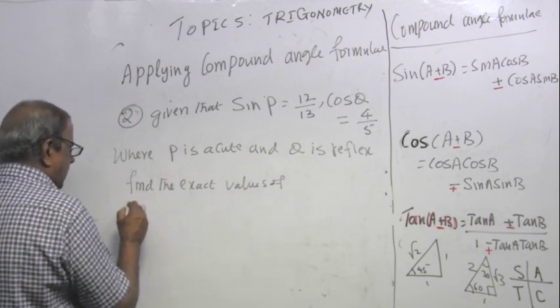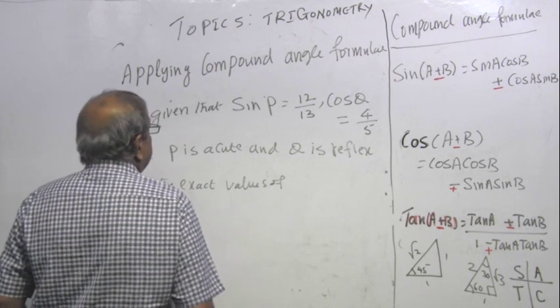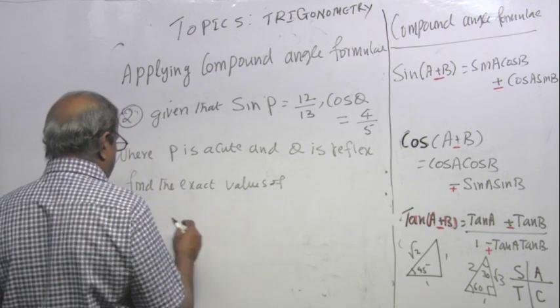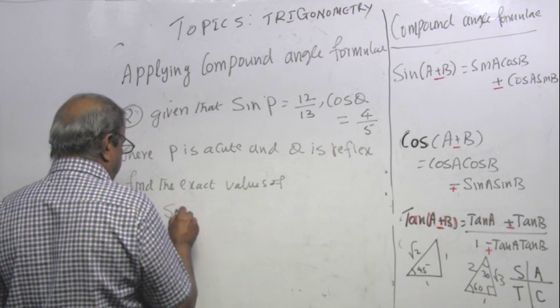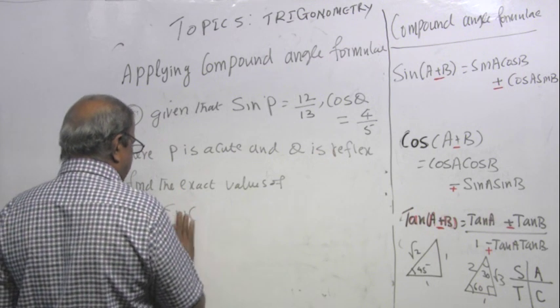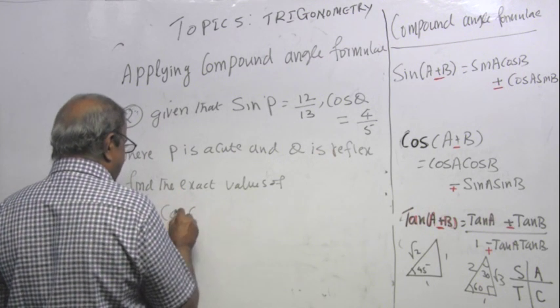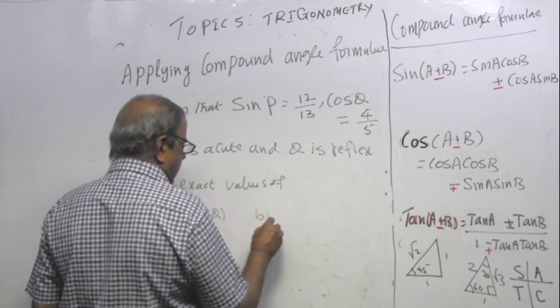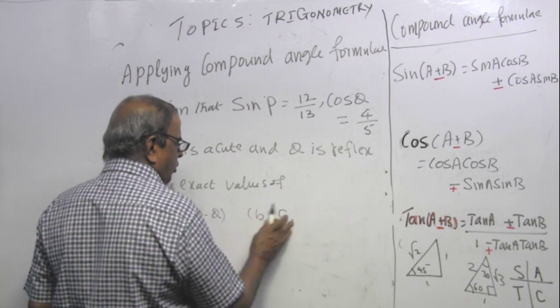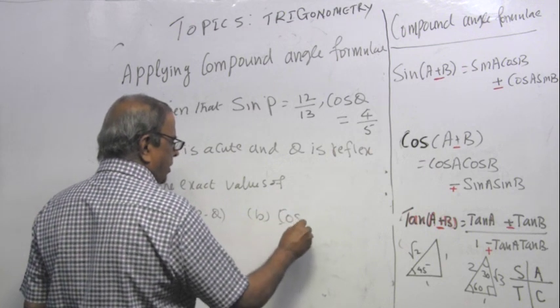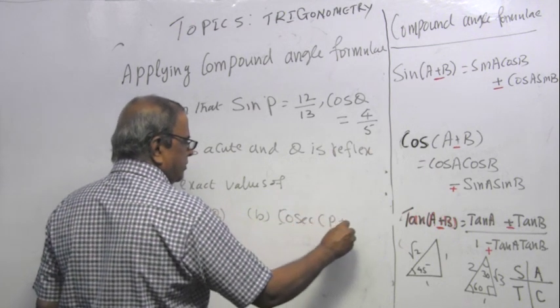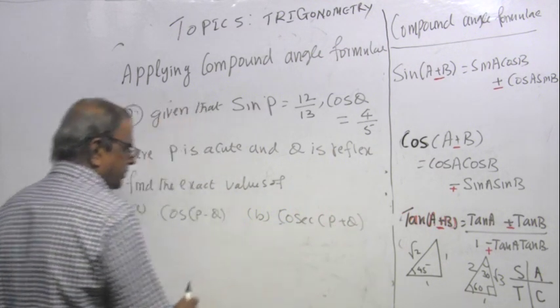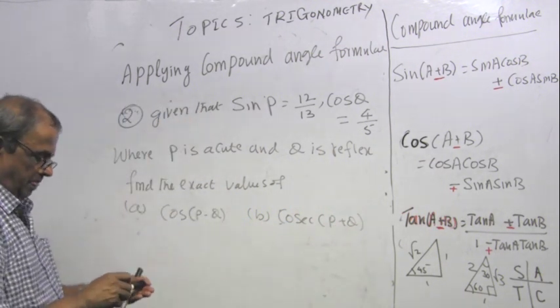Part A. I'll take each part separately. Cos of P minus Q. Part B, cosecant of P plus Q. I'm just taking two examples.